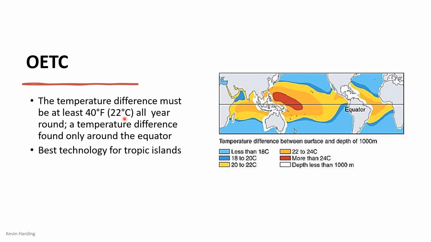So there's a zone there that is in the red. So you'll see on this map here, there's in the red. So anything more than 24 degrees Celsius temperature difference is probably going to be ideal for this. So this map of the world, there are very few areas where this will actually happen. So the best for this is around the tropical islands.